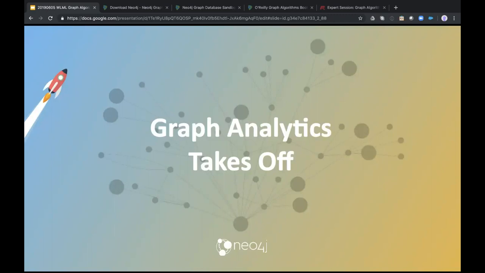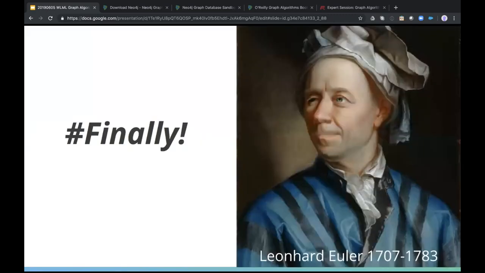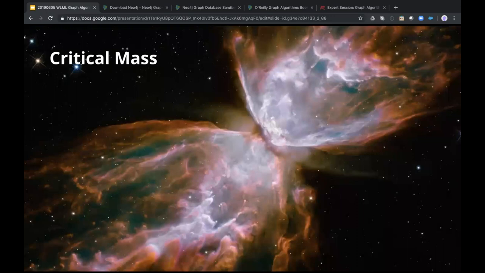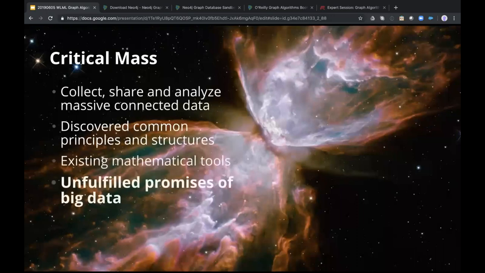We find that there's a lot of interest in it. Thank you, Leonard. A lot of critical mass building here. Part of which we feel is fueled by the unfulfilled promises of big data. I mean, we have a lot of data these days, but no one really understands it. And so we're hoping that we can contribute to making sense of that data. And we probably don't need all of the big data.